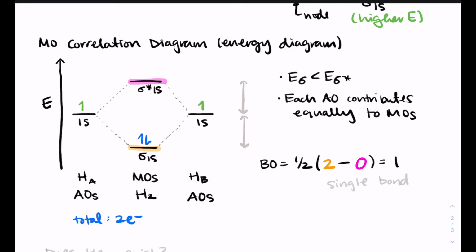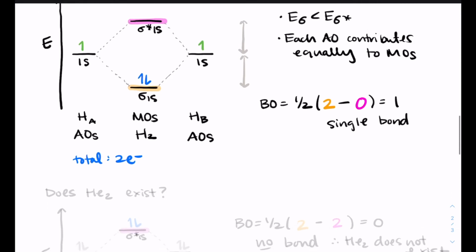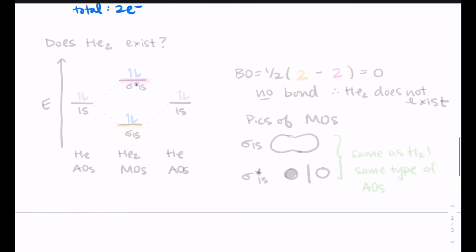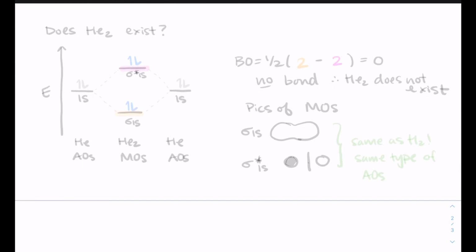The next question I have here, just going up to the next molecule, is what about He2? And you will see questions written this way, like does this molecule exist? Or explain why this molecule doesn't exist. Let's try it out. So helium, this is my homonuclear diatomic molecule I'm going to look at.